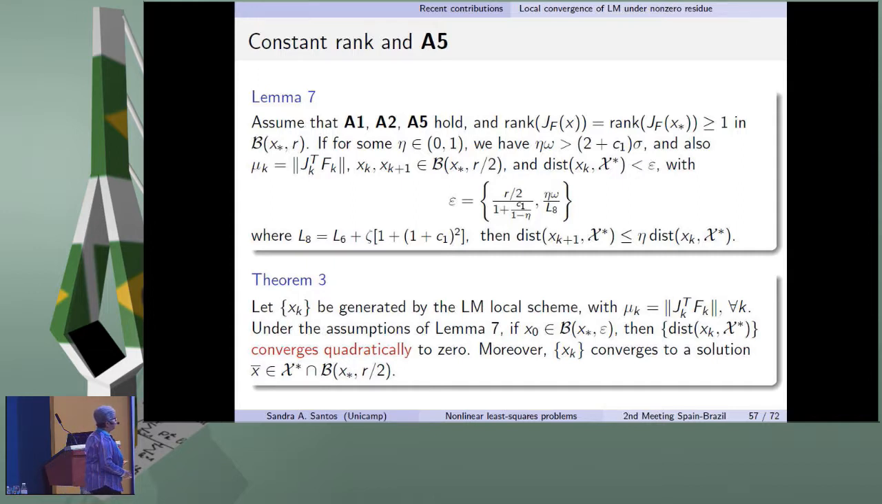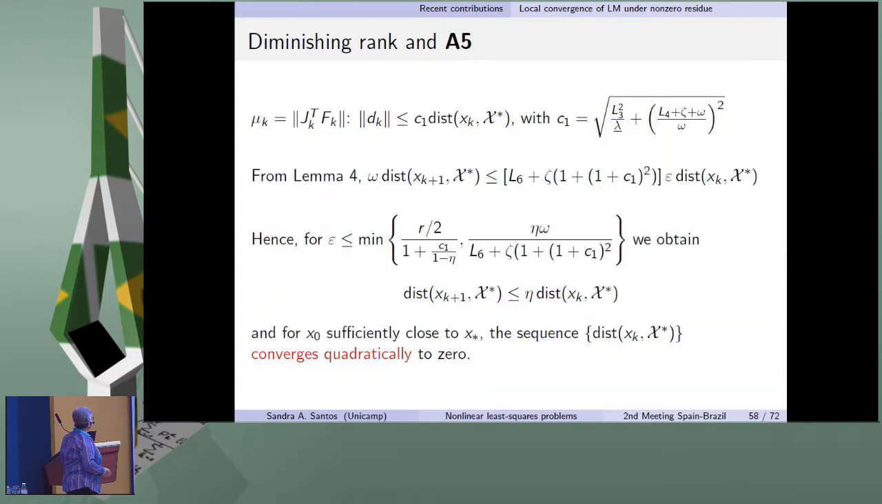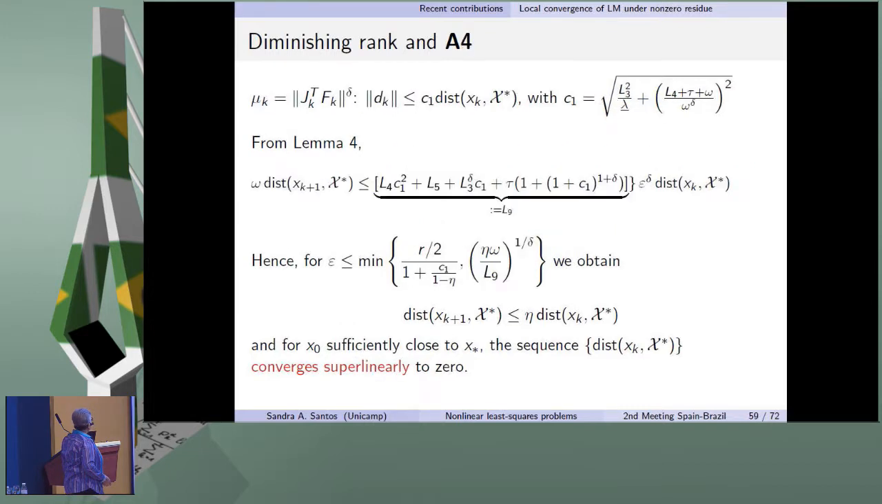Now, when we talk about diminishing rank, then the analysis is a little bit more challenging, and depends not only on the assumption that we are making, in this case we start with A5, but also on the choice of the Levenberg parameter. So with this choice, we managed to obtain this bound. Using lemma 4, we have the contraction, and then we have quadratic convergence. With A4 and under this choice for mu, we have these bounds. Using lemma 4, we have the contraction, and the convergence is going to be superlinear.